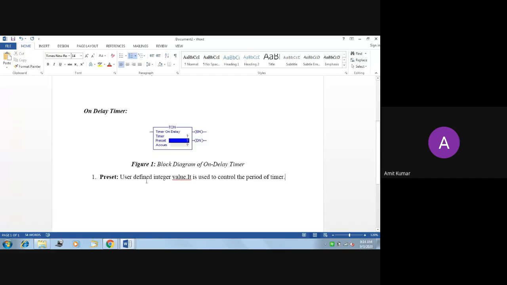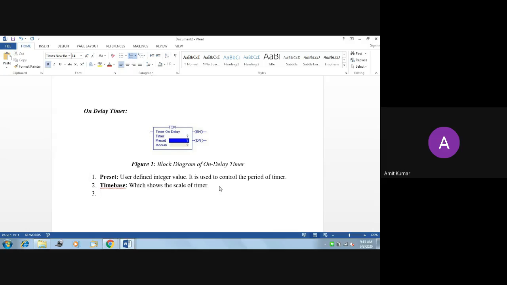Here one thing is missing, that is time base. We usually define the time base. So the time base is which shows the scale of the timer. Whether it is multiplied by 0.1 second, or it is having a 1 second delay, or a 10 second delay. So what will be your time base? That will be defined. It will always be above the preset.